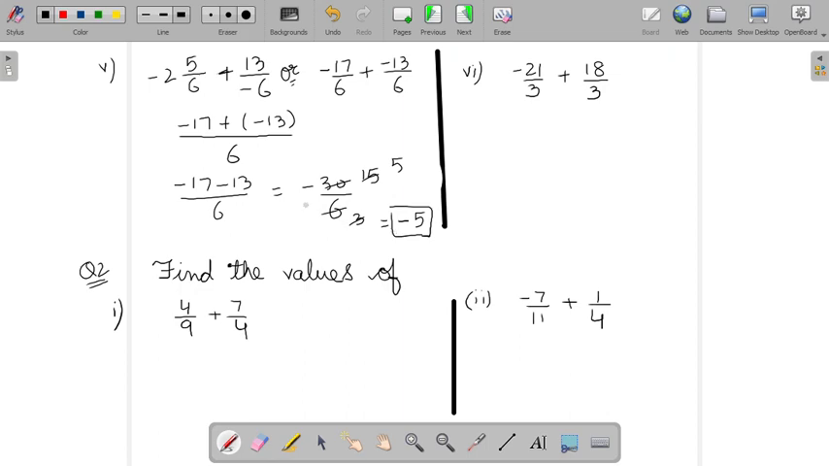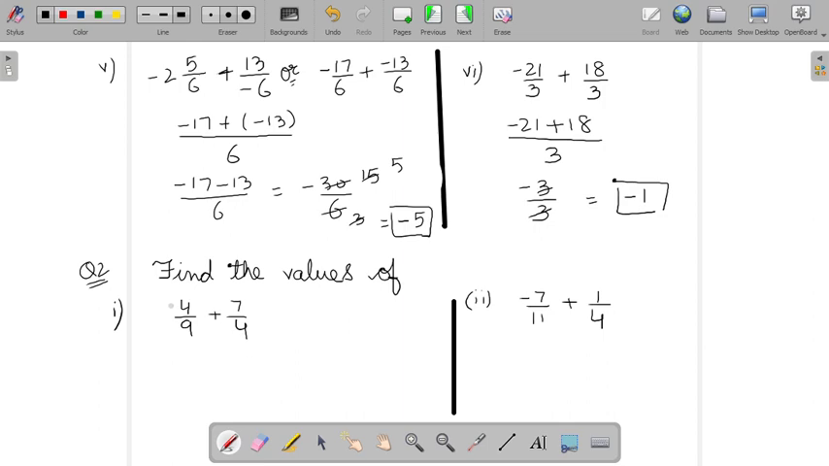Similarly, in the next part, again the same procedure. Take its LCM. LCM would be 3. So नीचे से divide, ऊपर से multiply. Minus 21 plus 18. Now minus 21 plus 18 would be minus 3 upon 3. Cancel it. So the answer would be minus 1.